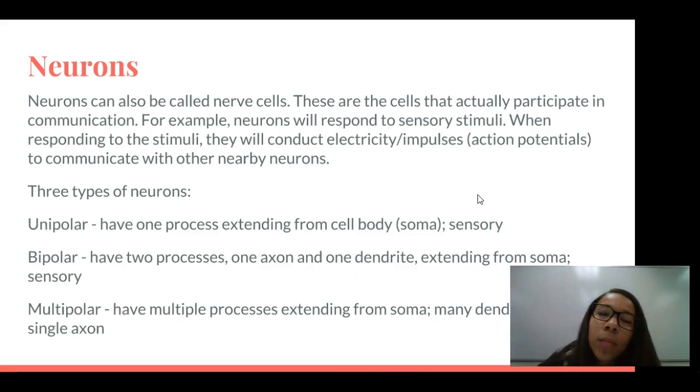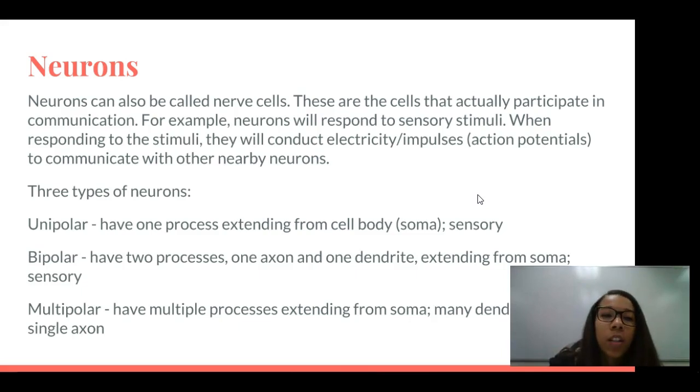The way that they communicate is they're going to have electricity conductance within the actual neuron itself, which I'll go over in a picture later in the presentation. They conduct electricity, and then they're going to communicate with other neurons via chemical messengers, also known as neurotransmitters, which we will save for a different presentation altogether. Just know in general that neurons are used for communication.